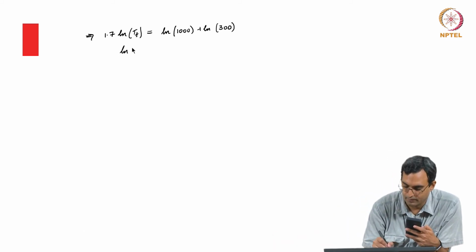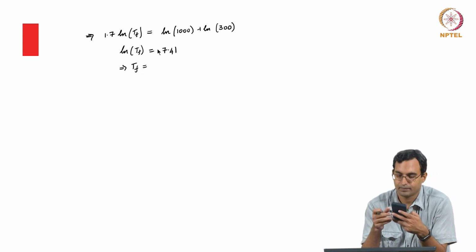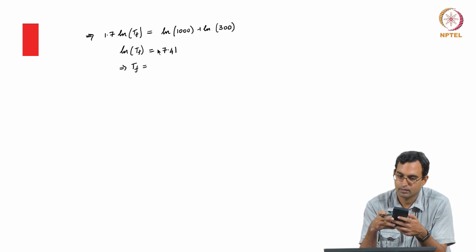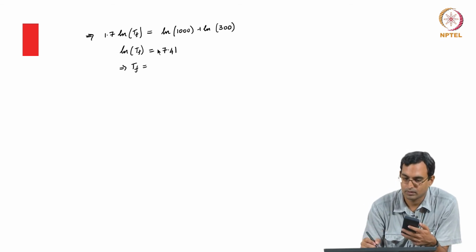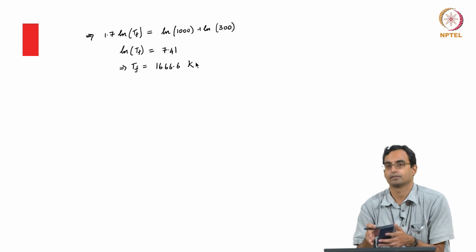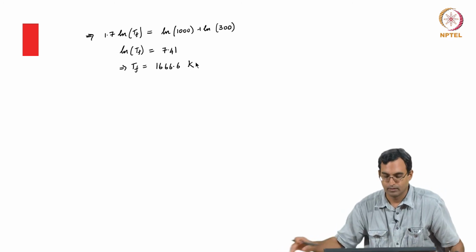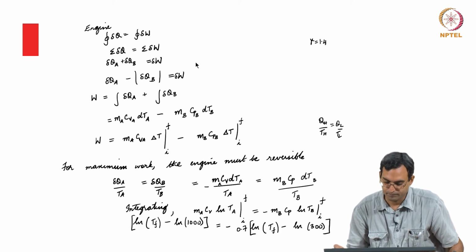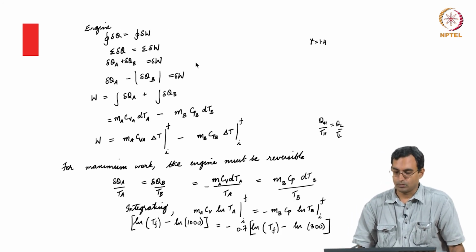So, I have ln of T_F is essentially 7.41. So, T_F is the exponent of this, which gives me, I think, about 1666.6 Kelvin. Would that be right? Okay. Let me come back to where I was.